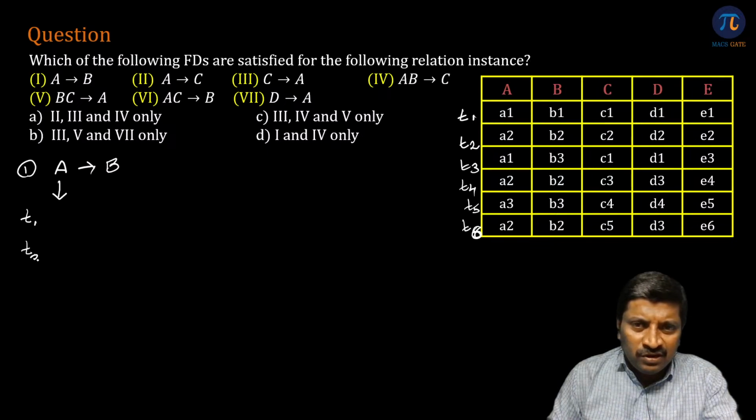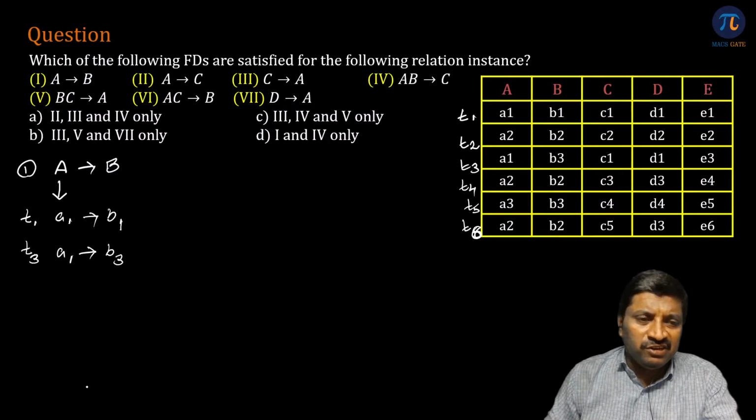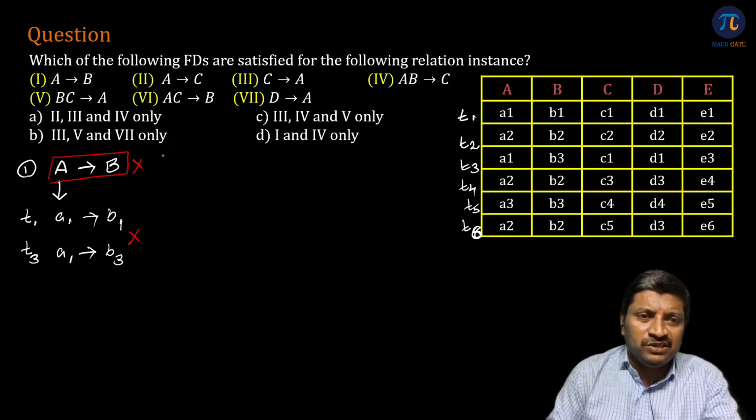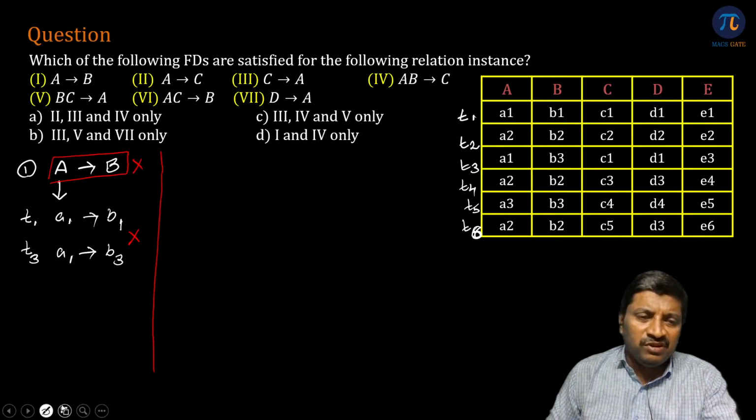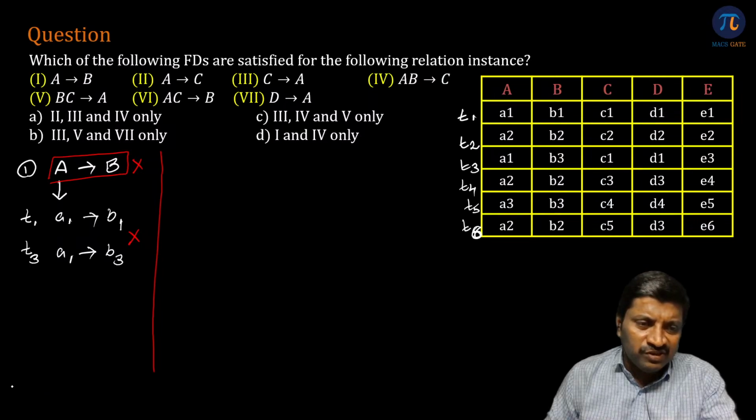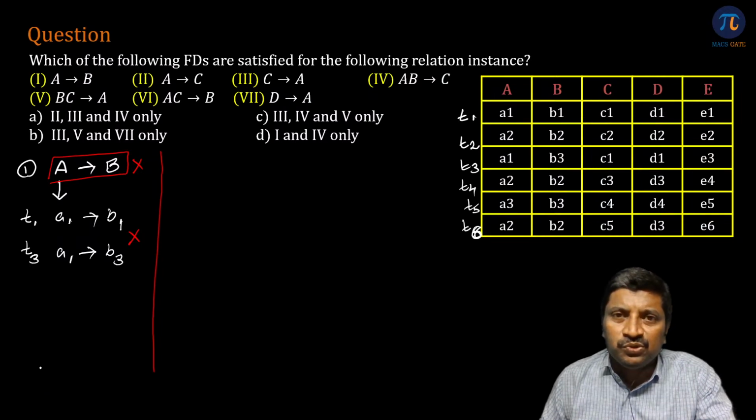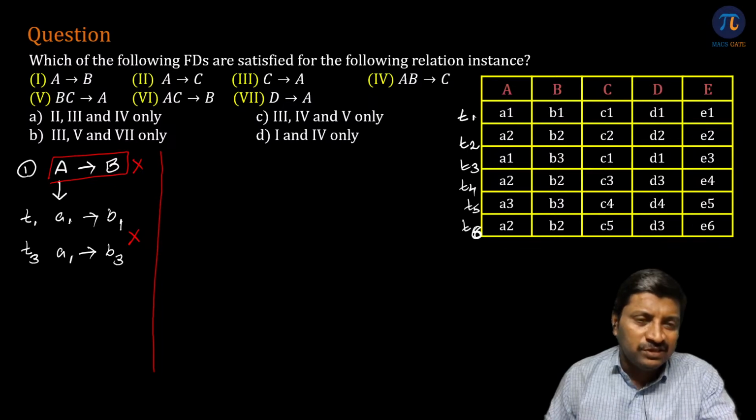The values are not unique and there are duplicates. In tuple 1 and tuple 3, I have values A1, A1. What are the corresponding values of B? B1, B3. They are different values. Since they are different, it will not hold. So this is not satisfied in the relation instance. Whenever it is not satisfied for a particular duplicate, there is no need to verify the remaining duplicates, right?